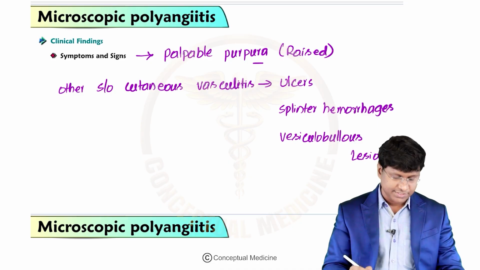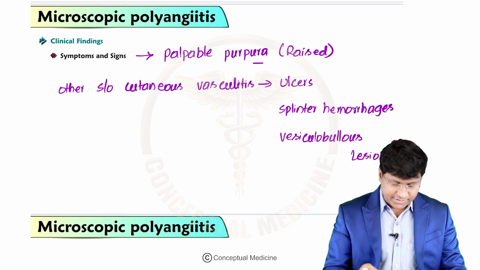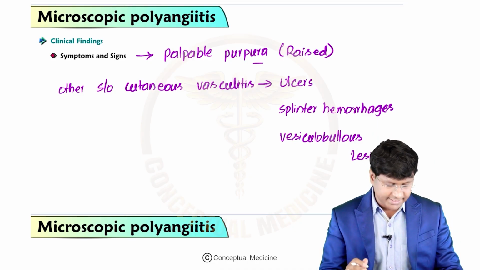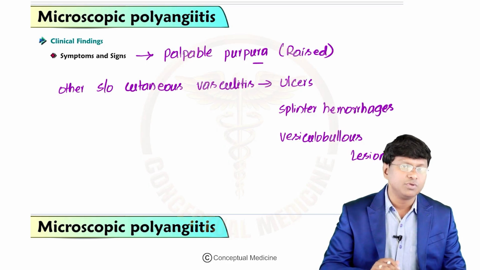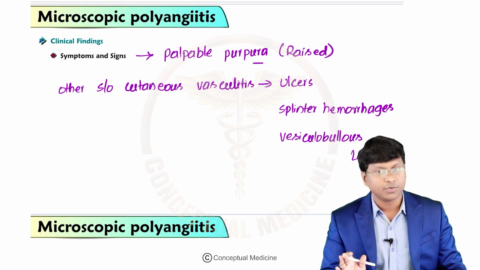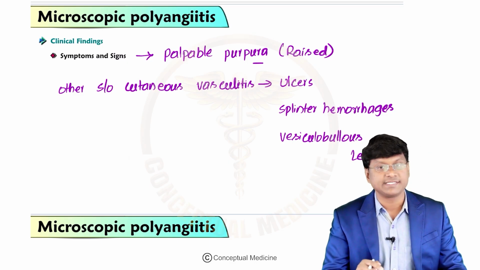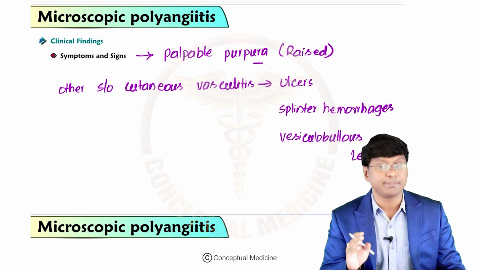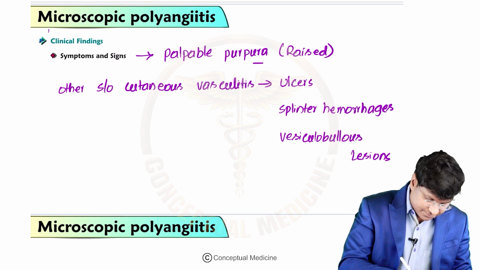Right, vesiculobullous lesions. So these are the other signs of cutaneous vasculitis, but the most common thing will be your palpable purpura. And this microscopic polyangiitis is the most common cause of pulmonary renal syndrome.